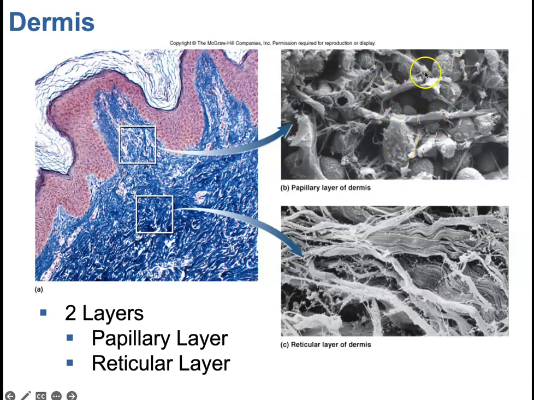And then these fibers that are running through are collagen fibers, and the ones that are a little bit thinner are going to be elastic fibers. Within the reticular layer, here you'll see a lot thicker collagen, and then some, obviously, of the elastic fibers, but the collagen is going to be much deeper in that reticular layer.